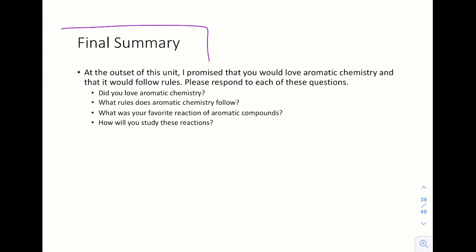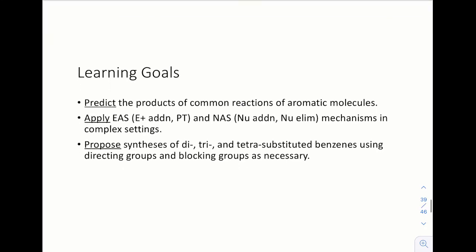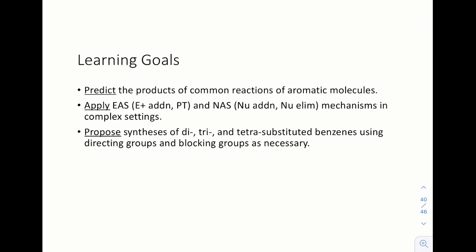So to summarize, at the outset of aromatic chemistry, I promised that you would love it because it follows rules. I want you to think about how you feel about aromatic chemistry and about the rules that it follows. So write down your answers to these questions. We have achieved the learning goals today.